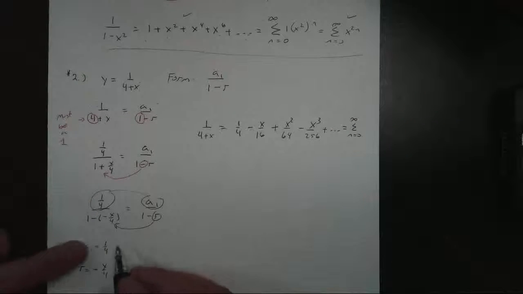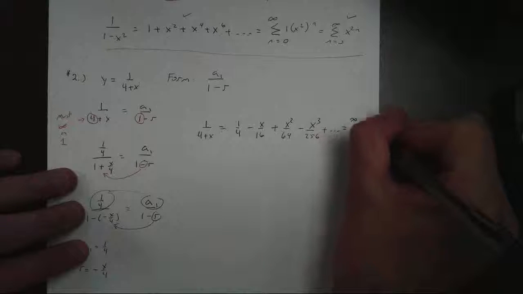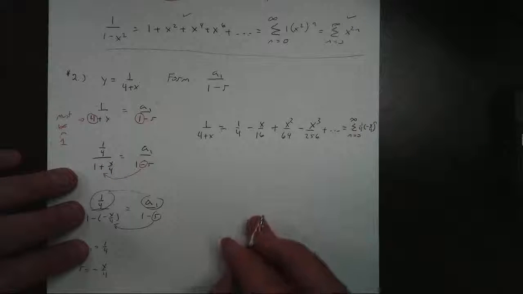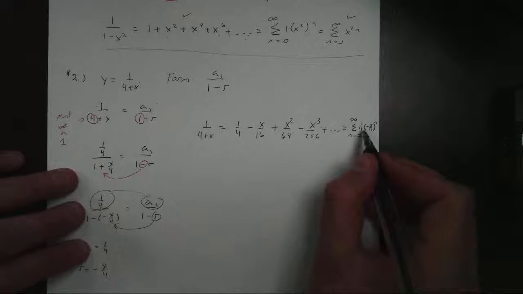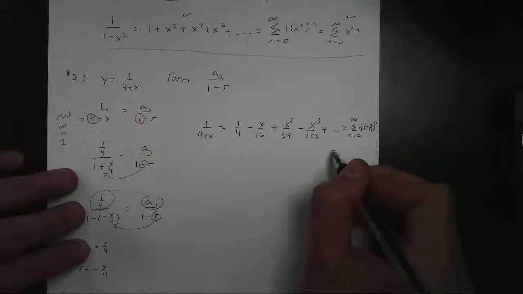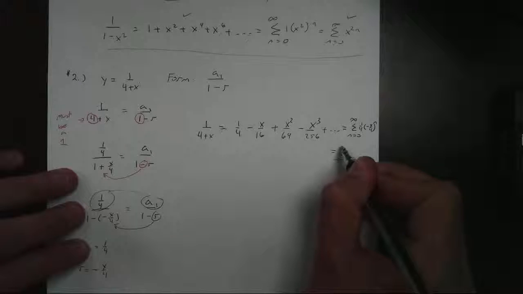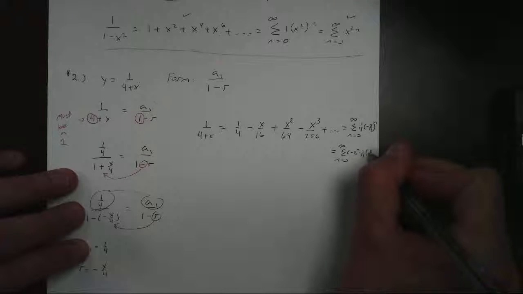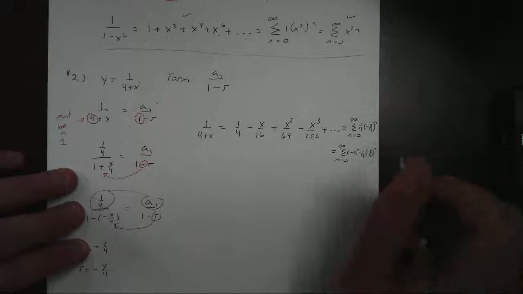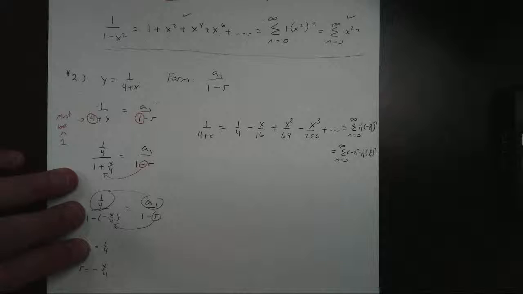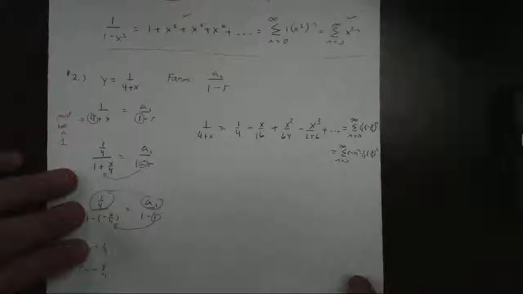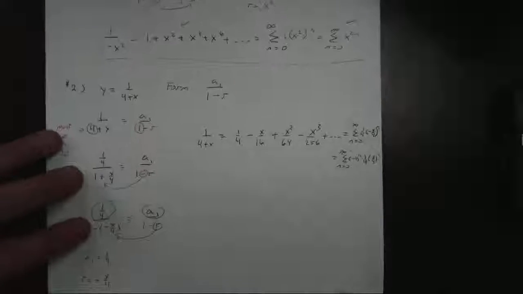And how do I get the actual series? It's just my 1/4 times negative x over 4 to the n. I ran out of room there, but you can kind of see that right there. Now again, if you wanted to, you could take out the alternating part, negative 1 to the n, 1/4, and then I multiply that by x over 4 to the n. Both are acceptable.